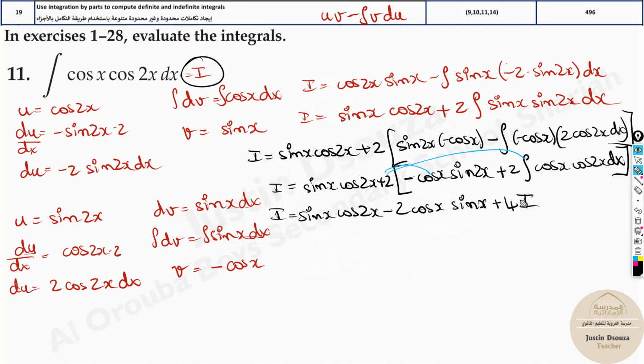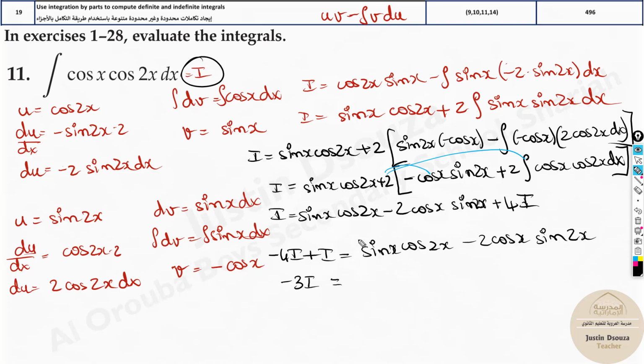And now I will take this 4I to the other side. Or since this is greater, I can leave that over here and move this to the other side. But let me keep I on the left side itself. So I'll just take this over here. It'll be minus 4I plus I is equal to sine x cos 2x minus 2 cos x sine 2x. That's it. Now what happens here? It's minus 3I. Why? Because minus 4 plus 1 is minus 3I.